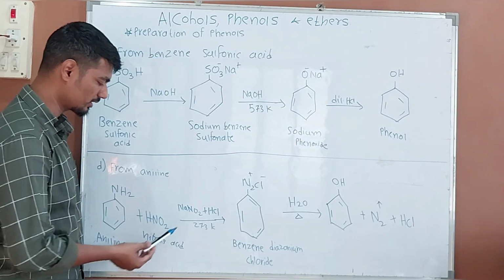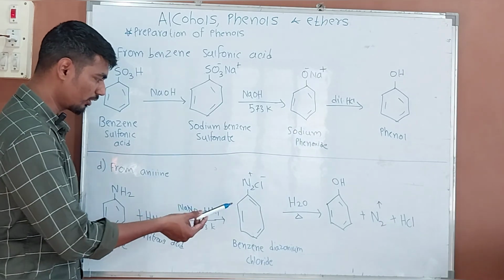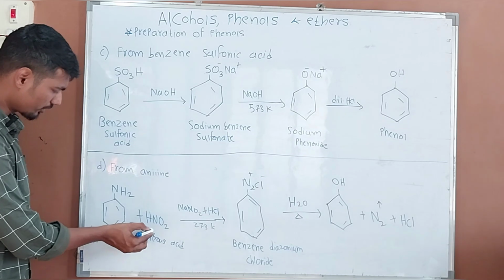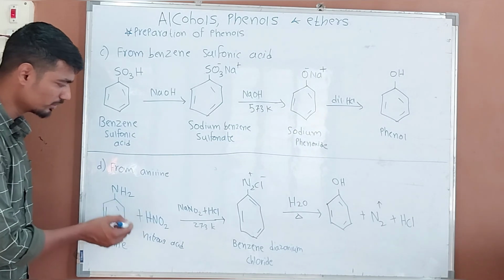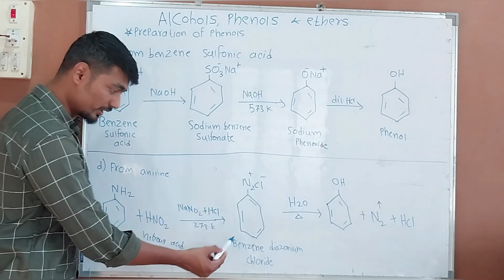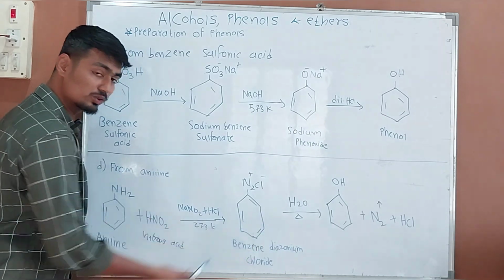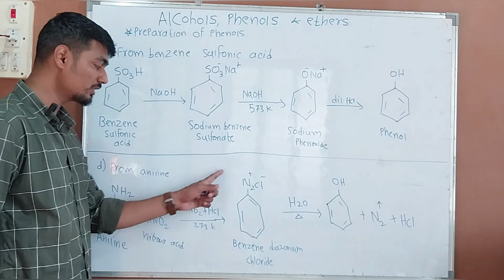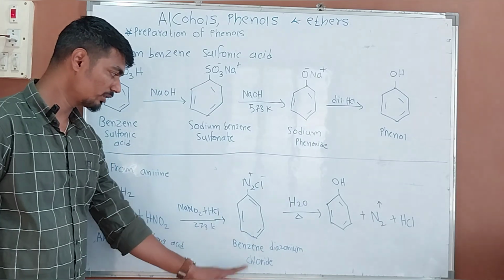That is the reaction of nitrous acid at 273 Kelvin. So what will happen? This nitrogen will attach here, so it will become N2 and this Cl minus will also attach there. So N2Cl, and it will become benzene diazonium chloride. Why diazo? Because two nitrogens are there. So it is the diazo group, benzene diazonium chloride.